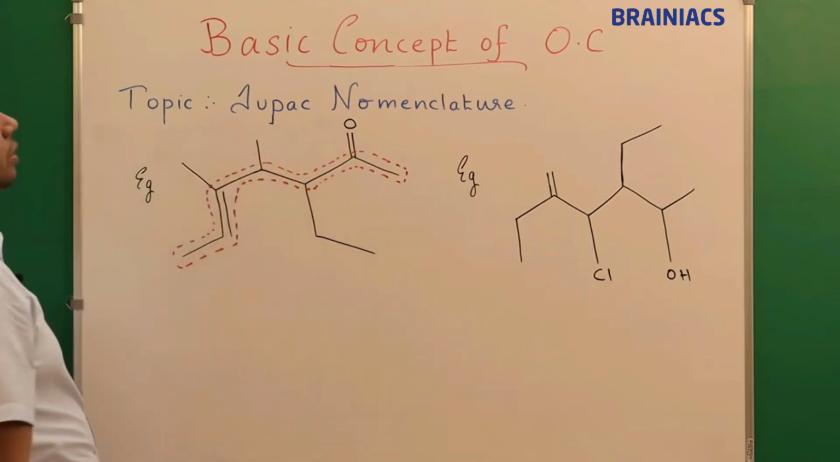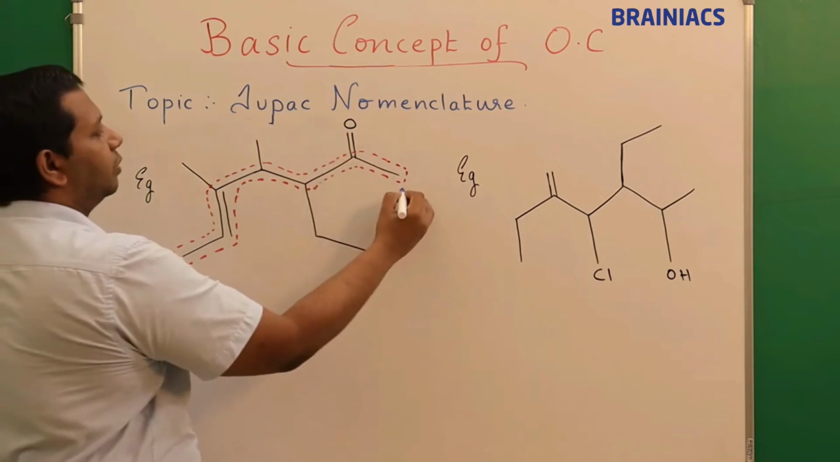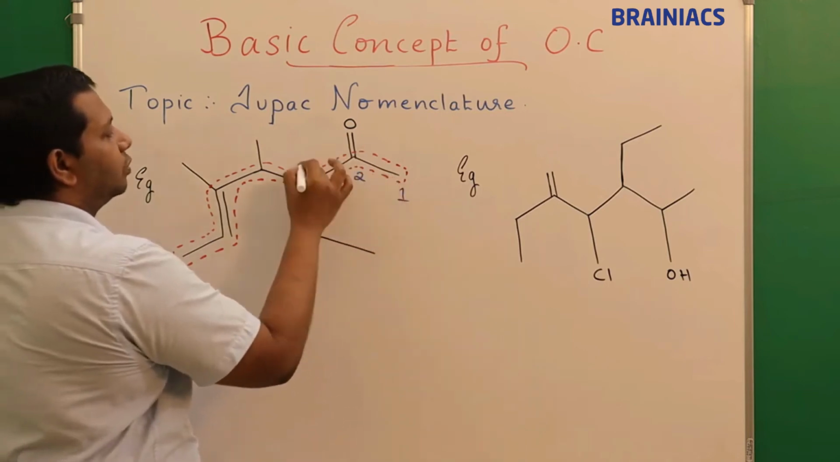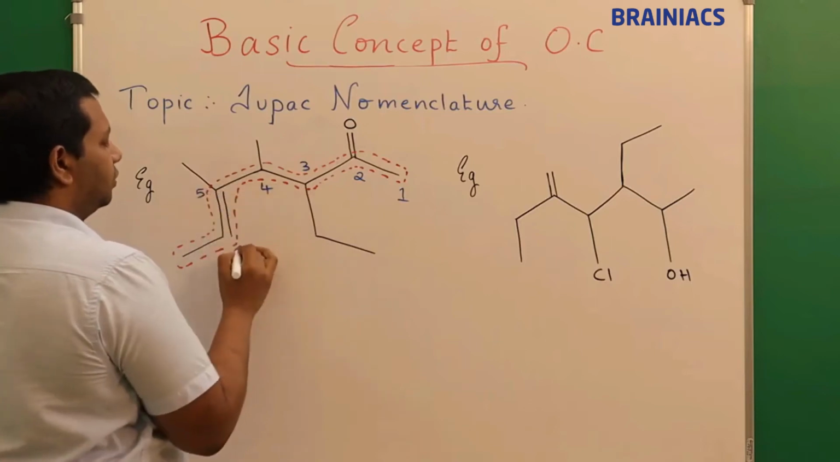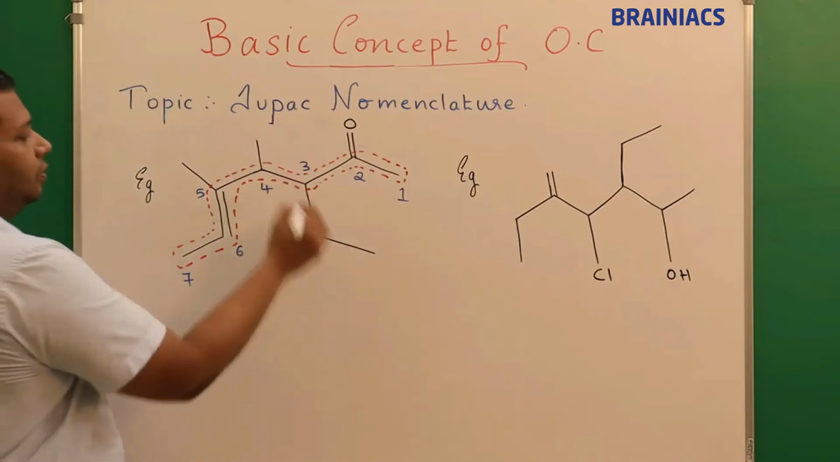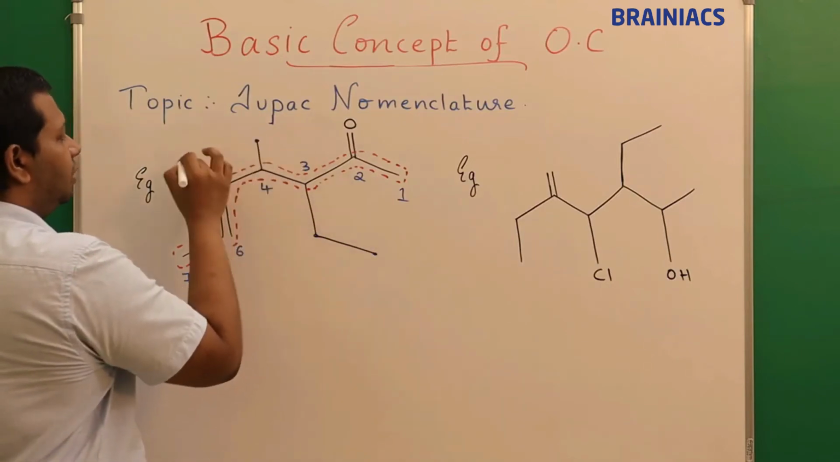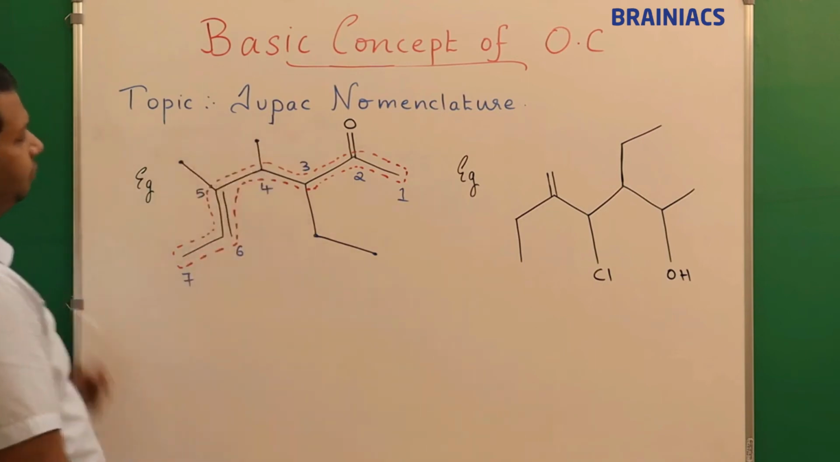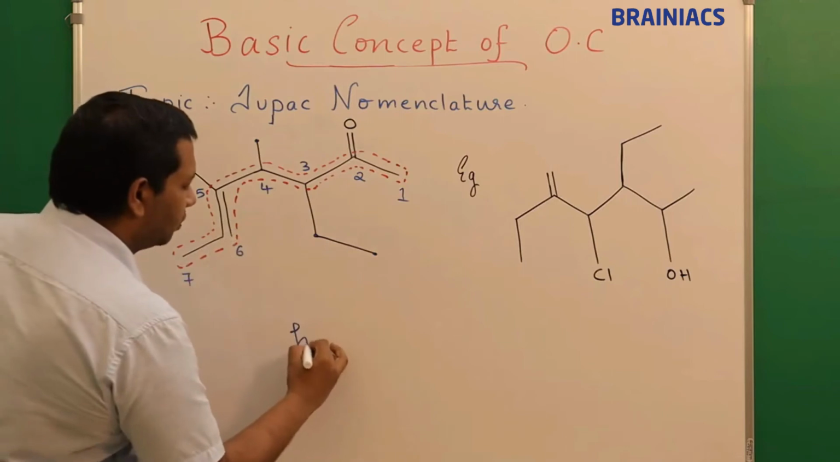Now numbering: as you know, the functional group should get the minimum number, so this should be 1, this should be 2, this 3, this 4, this 5, this 6, and this 7. Correct? At the third position you can see a 2 carbon substituent, it's an ethyl. At the fourth position you have a methyl. At the fifth position you have a methyl. So how will you put the word root? 7 is there, so we use the term hept.